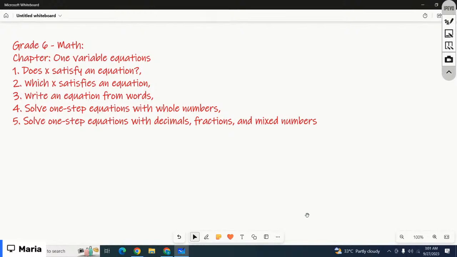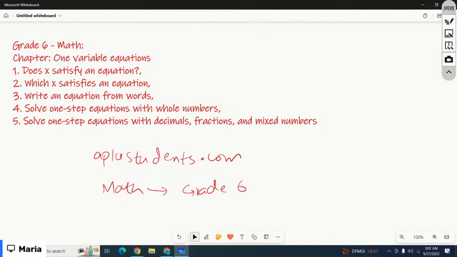We are here for grade 6 math. You can find all the lessons on aplusstudents.com. You have to log in there using your email address, and the password is provided by the administrator. Then you have to select math from the subject tab. Scroll down to grade 6 and then click on view all lessons. There you can find a list of the chapters.